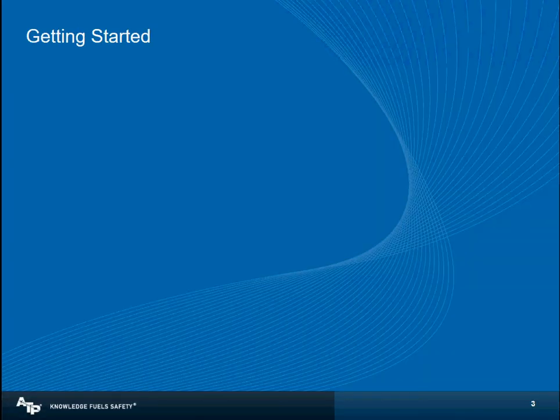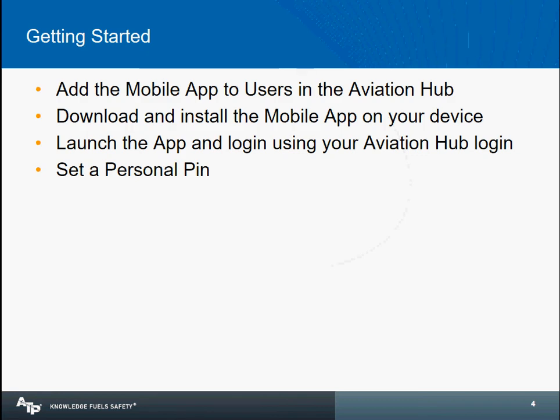So let's talk about getting started. There are 4 steps to getting started in the system. The first is to set up the mobile application for your users in the Aviation Hub. In the Aviation Hub, each of your users has an account and a login, and you've got a settings screen where you can set what that user has access to. You need to set up the mobile app for them. There's no limit to the number of people that you can set mobile apps for.